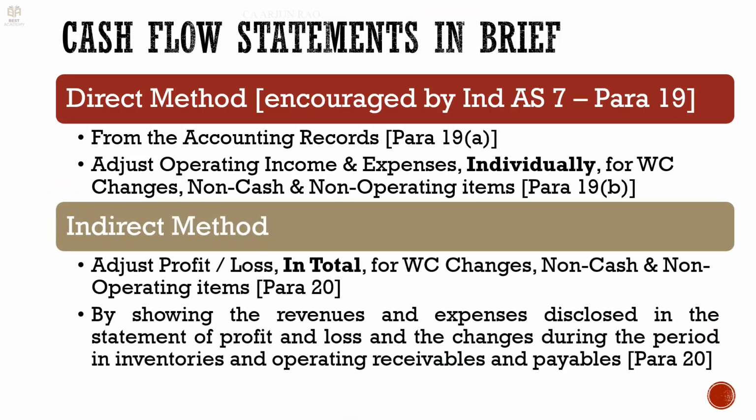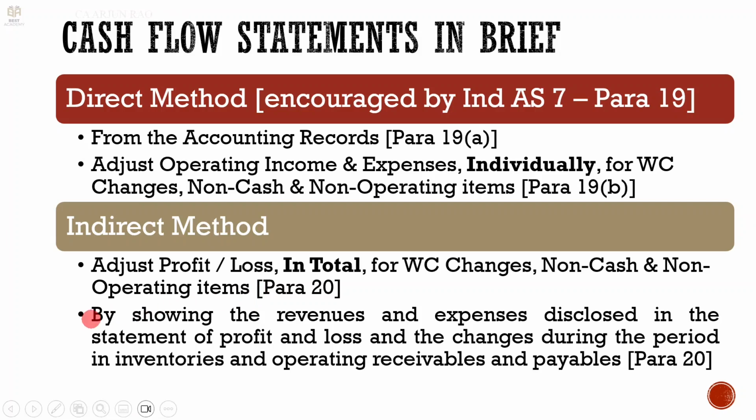Next is the indirect method. So the first alternative is what we normally do. We take the total profit or loss, we adjust it for working capital changes, non-cash, non-operating items, and we arrive at the cash generated from operations.